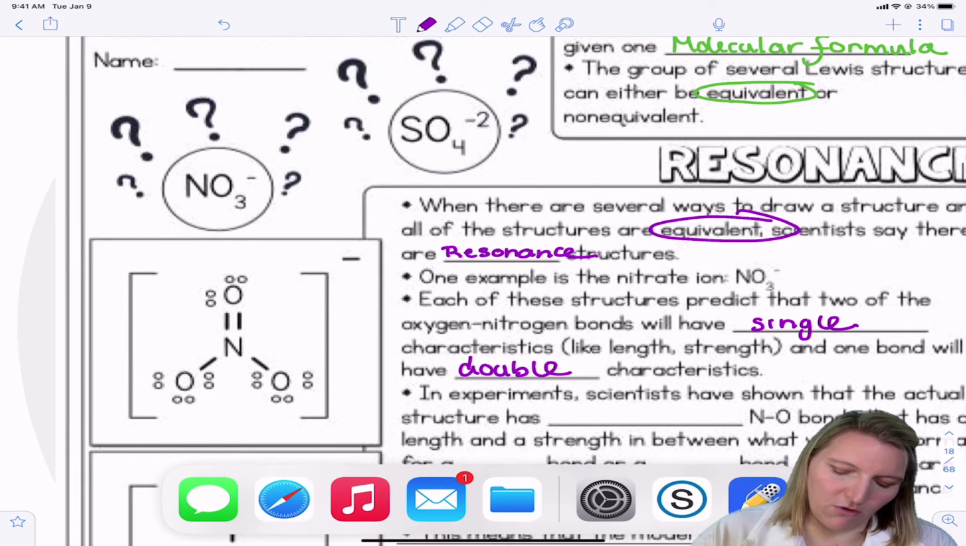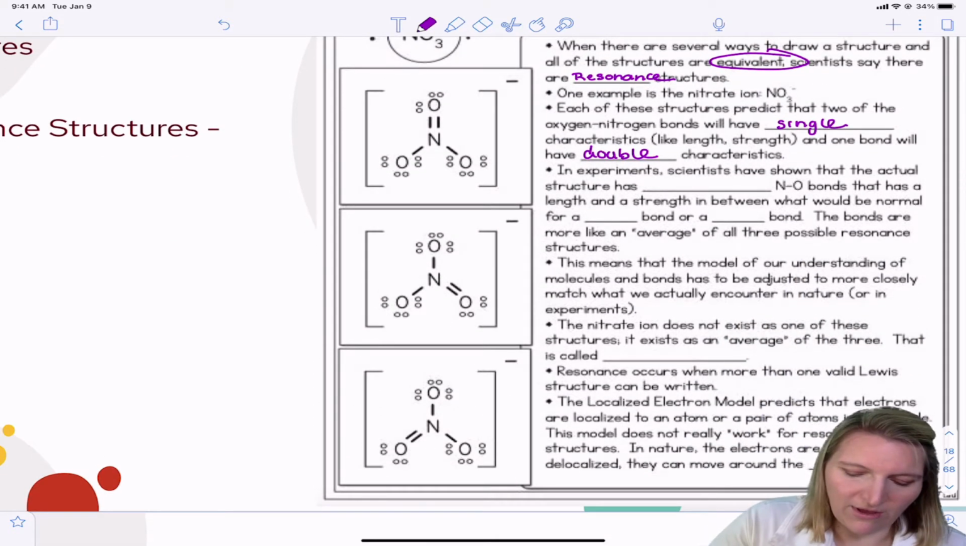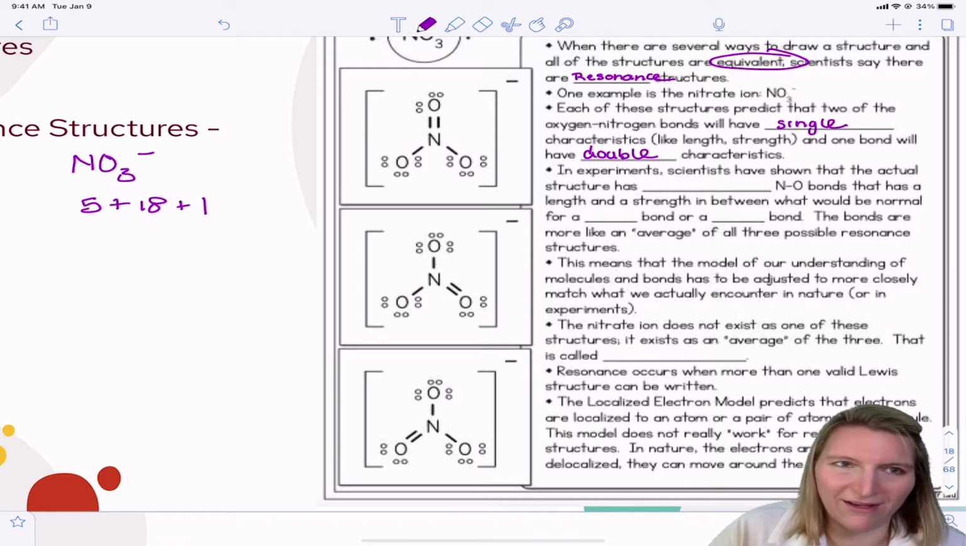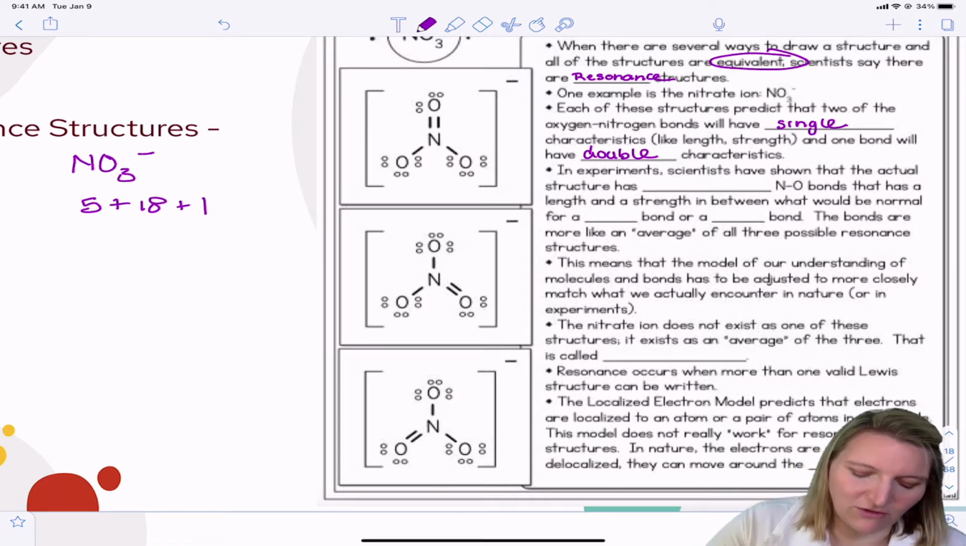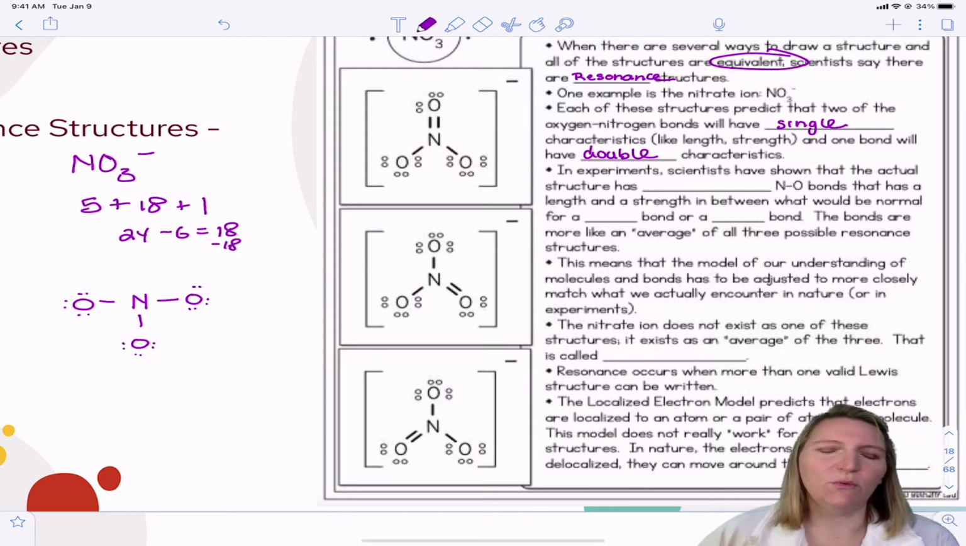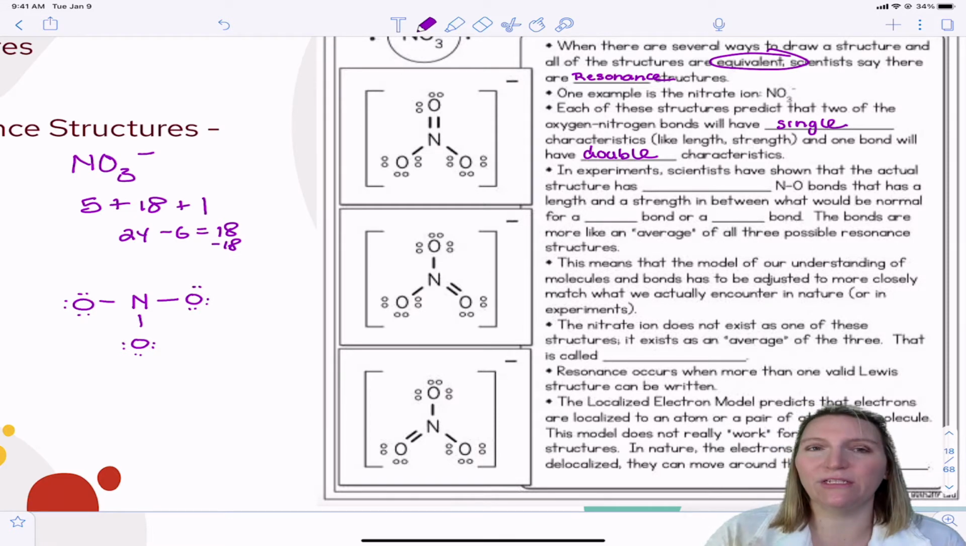And if you look at the 3 over here, nitrate would be 5 plus 18 plus 1, because we have that extra electron from the charge. So that would be 24 valence electrons. When we draw it out, we subtract 6, and that gives us 18 left over. We would be able to put lone pairs on all of the non-central atoms, and then we would be stuck. When we get to this case, we always say, okay, we need to make a double bond.